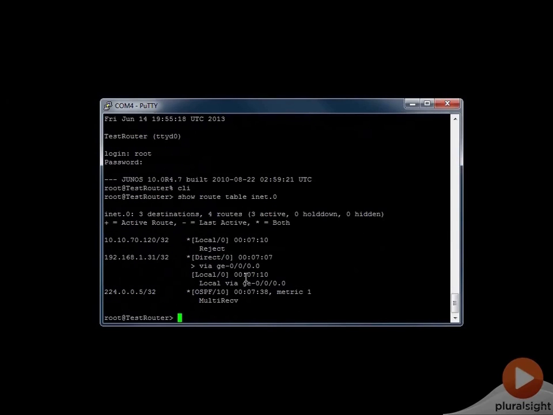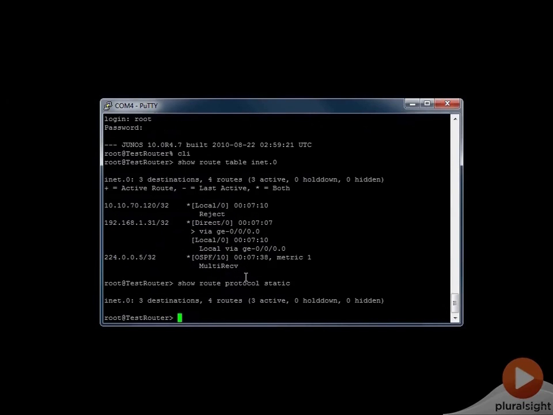Something else that you can do is you can show route protocol static. This is going to show you the static routing information on the device. Here it's showing us the static route exists in the inet.0 table. It's telling us there are 3 destinations and 4 routes exist, 3 of which are active.